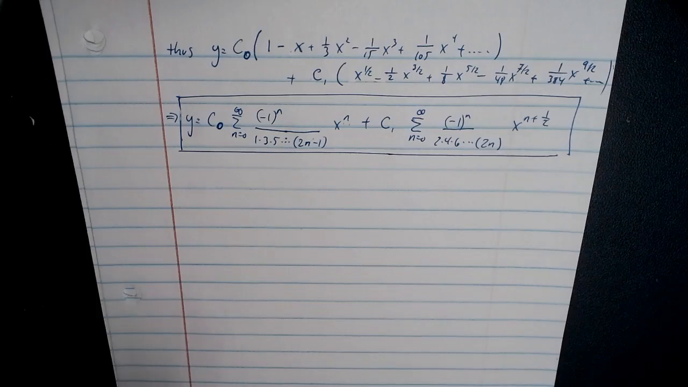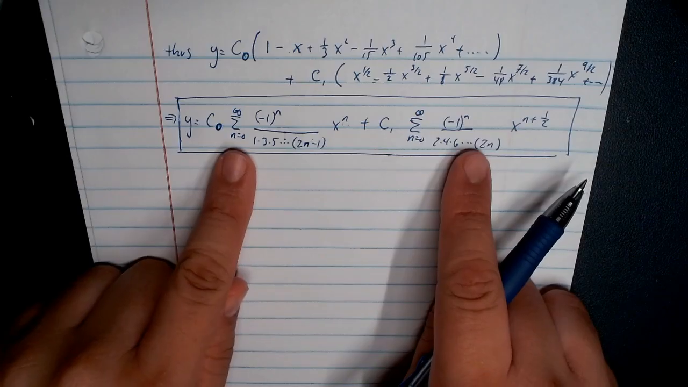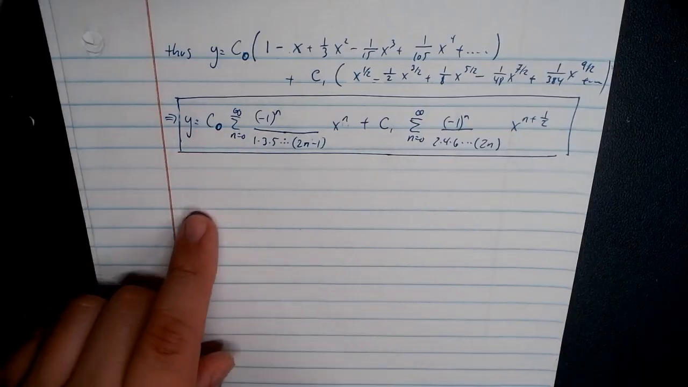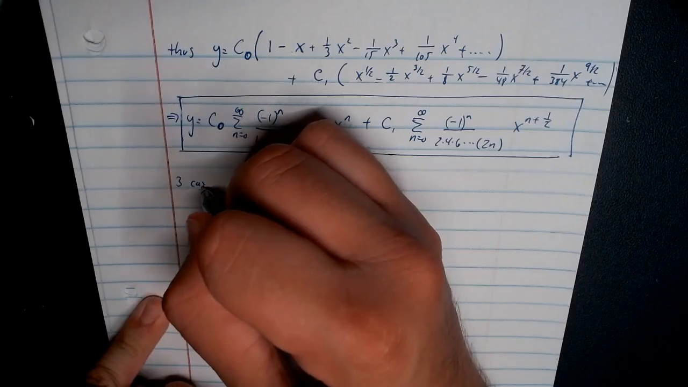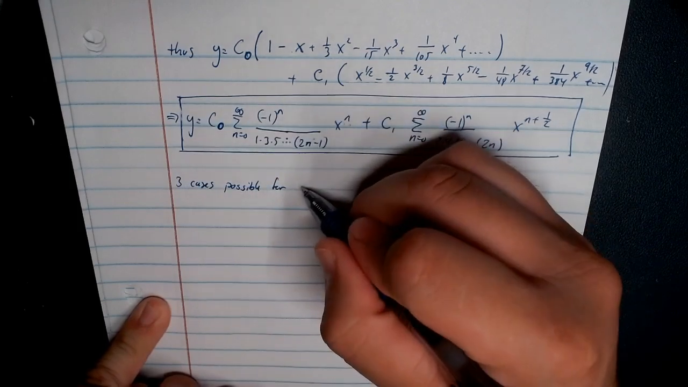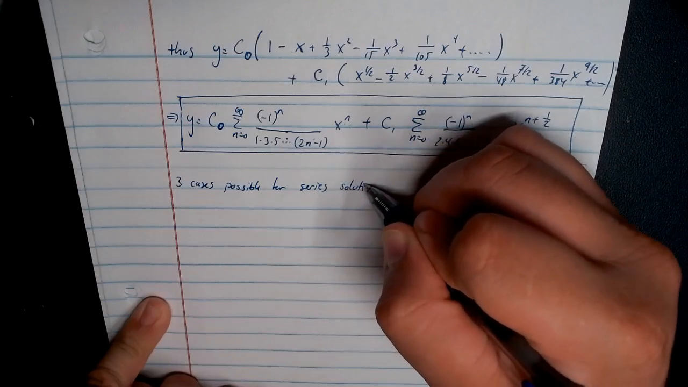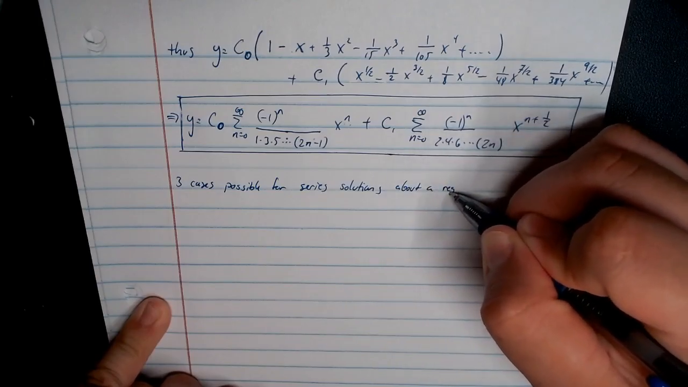That being said, that doesn't mean you shouldn't know what the solutions would look like if we were to take the time to find them. So right here, you'll note that we have two solutions that form a fundamental solution set, and therefore we can form a general solution this way. However, that need not necessarily be the case. So there are three cases possible for series solutions about a regular singular point.